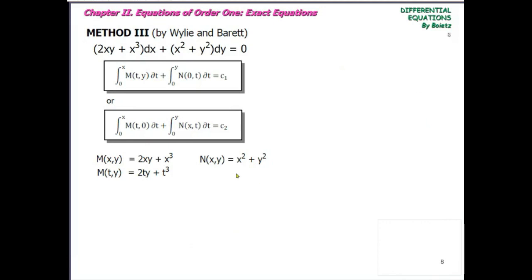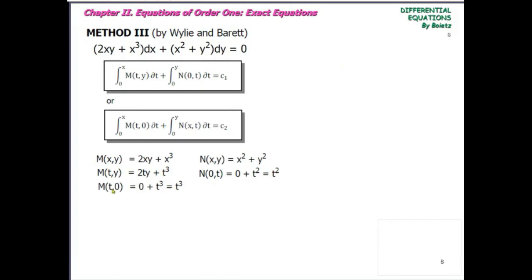Okay, then this is the second one, N0t. Just replace x by 0, then y by t. So x by 0, then y by t. So it becomes t squared.